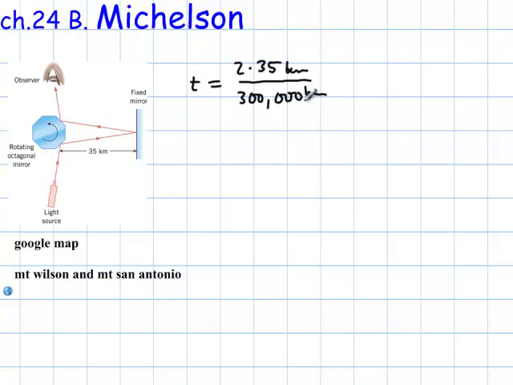And that gives us the time in seconds. And again, I like the kilometers better than the scientific notation with the meters per second or the 35,000 meters. Okay, now we have to see, well, how fast does this need to rotate? Again, this octagonal side, when the light comes back, has to have rotated just 1/8 of a revolution over here.